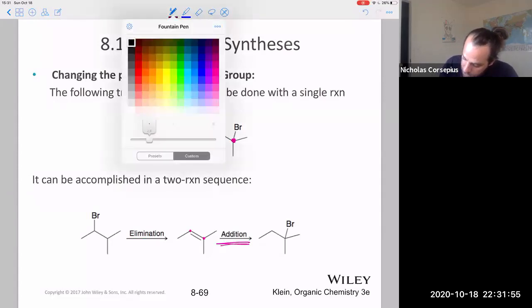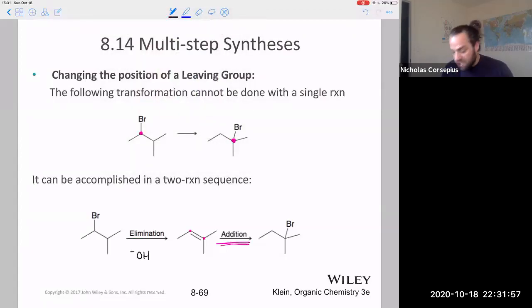So this would be using something like just some strong base. You want it to be small though, not something that's big and bulky that will give you the Hofmann product. And then from here, you're going to do an addition where it's going to be on the more highly substituted carbon. So you're not going to want to use peroxide or anything like that. It's just going to be the standard hydrohalogenation reaction. Okay, but we could also go the other direction as well.